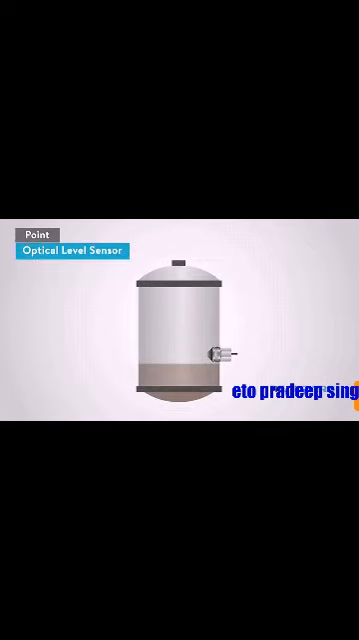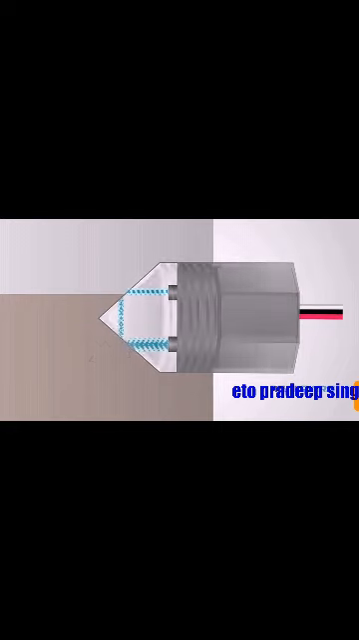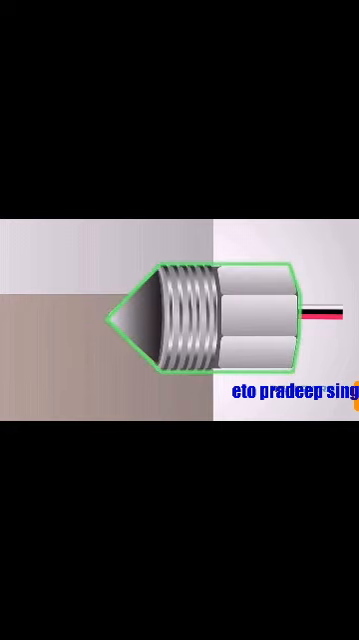The next point level sensor we will talk about is an optical level sensor. Optical sensors work by converting light rays into electrical signals, which measure a physical quantity of light, then translate it into a measurement. These sensors have no moving parts.